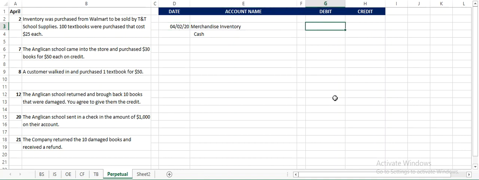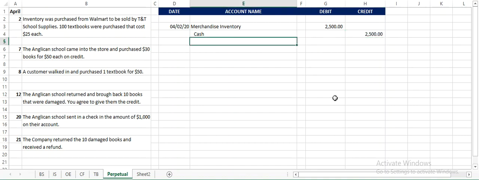So now the only part that's missing from our journal entry is how much we are increasing and decreasing these various accounts by. We say that we buy 100 textbooks and they cost us $25 each. So it's very important to note then that we should be increasing the value of our inventory by $2,500. And that meant that we spent $2,500 at Walmart to purchase these items.